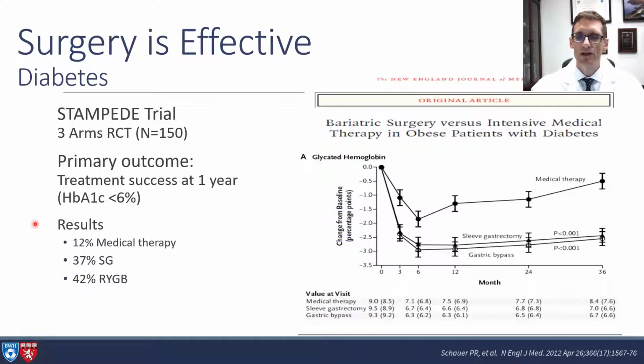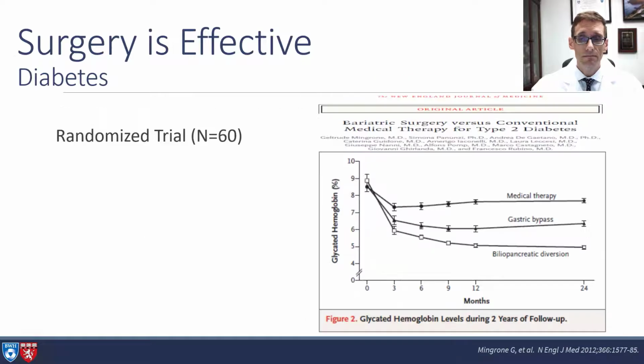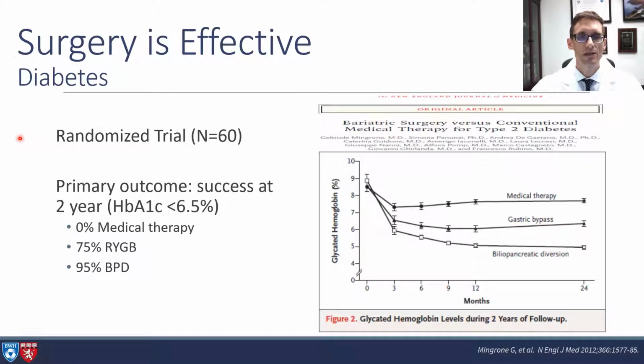So, very, very interesting results here. And in that same issue of the New England Journal, there was another paper from Italy. And this again had 3 arms: medical therapy, gastric bypass, and biliopancreatic diversion, so a longer limb bypass. And they randomized 60 patients to this study. And you can see the primary outcome was success at 2 years and is defined by an HbA1c of less than 6.5%. No patients in the medical therapy arm achieved that goal, while 75% of the gastric bypass patients did and 95% of the BPD patients did.